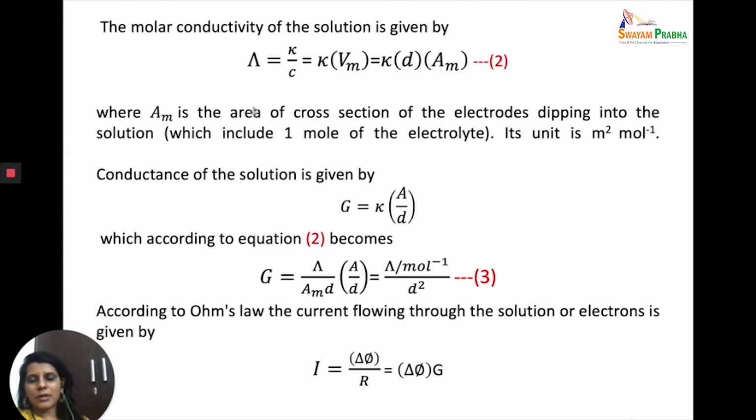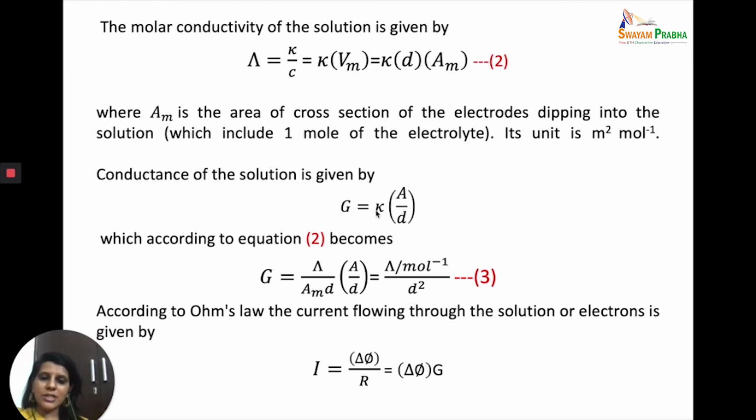Now let's recall what molar conductivity is. We know that molar conductivity lambda is equal to kappa by C, which can be written as kappa into Vm. Now what is Vm? It is D into Am, where D is the distance between the electrodes and A is the area of cross section of the platinum electrodes. So kappa into Vm can be written as kappa into D into Am. Now G can be written in terms of lambda.